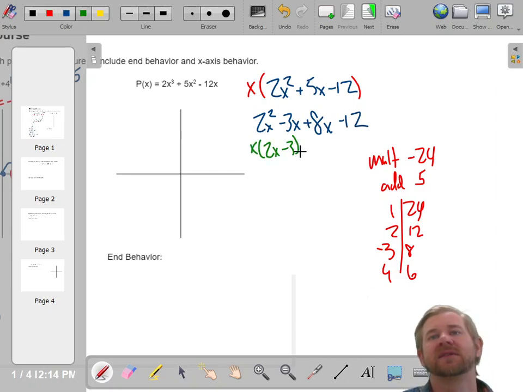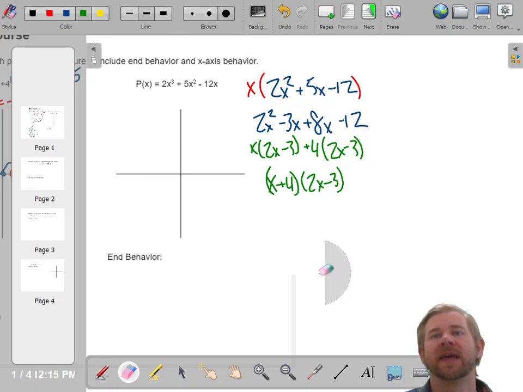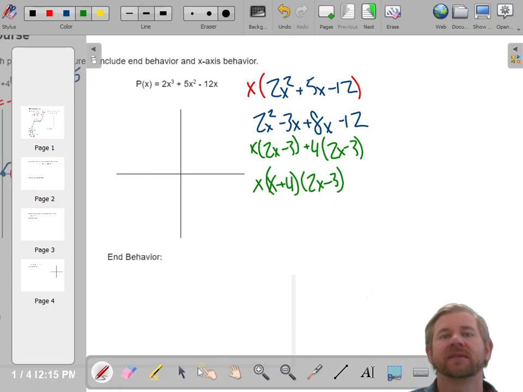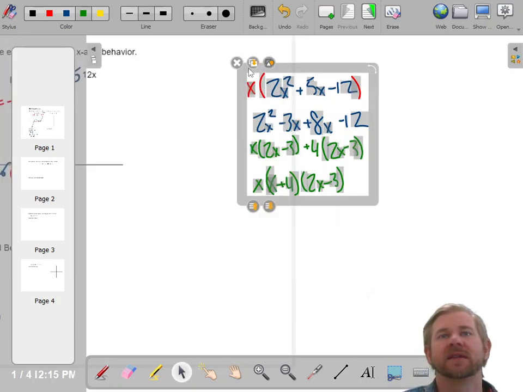X, 2x minus 3 plus 4. 4 times 2, 4 times, oh good, okay. So x plus 4, 2x minus 3. I don't need this anymore, get out of here. And then don't forget, I also have x. So those are my factors. Maybe I can just get this out of the way.